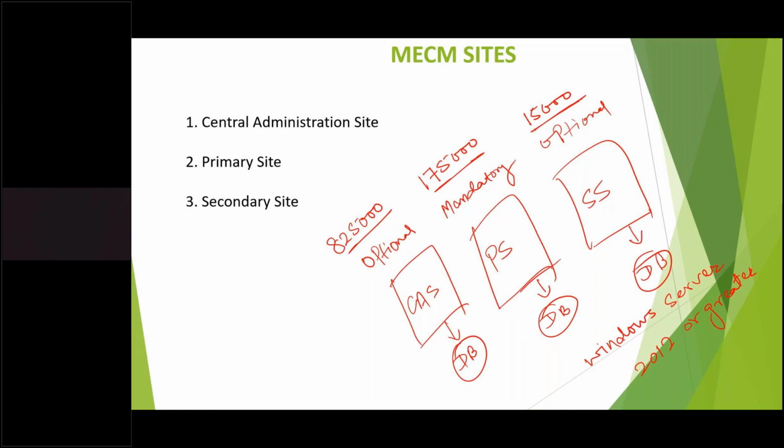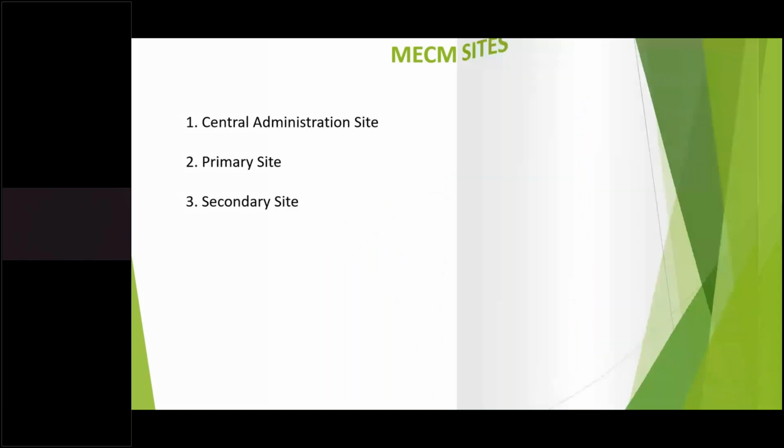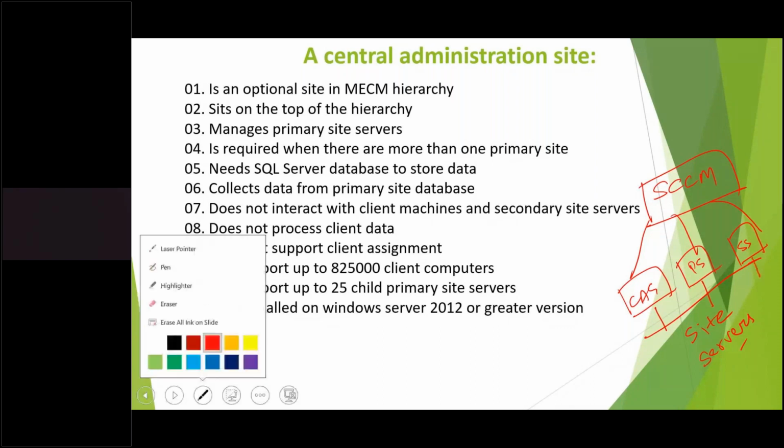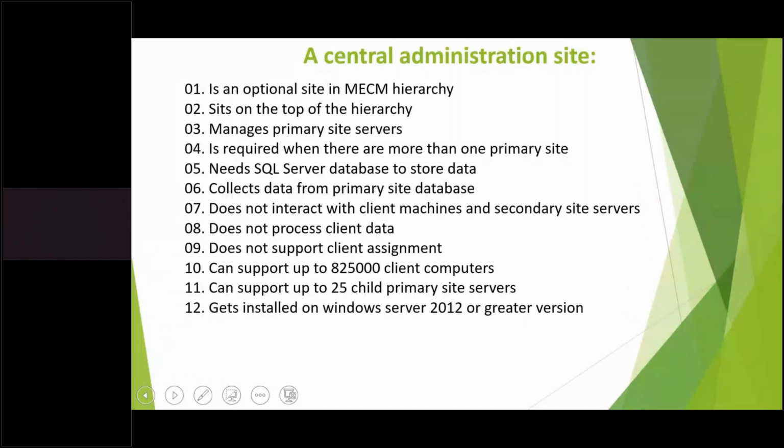Now we would like to know what is central, what is primary, and what is secondary. In SCCM, we have three sites, right? The site servers are part of SCCM: CAS, primary, and secondary. All of these we call site servers. Central is a site server, primary is a site server, and secondary is a site server. Now, what is a central administration site server? It is like this.